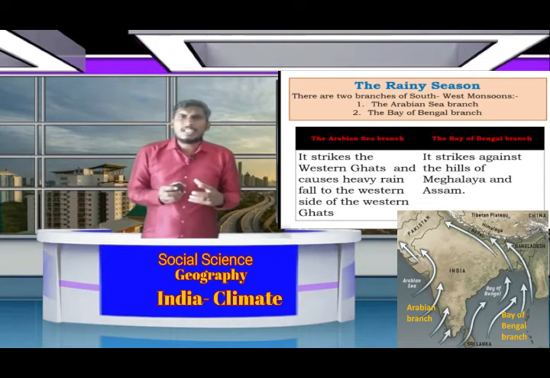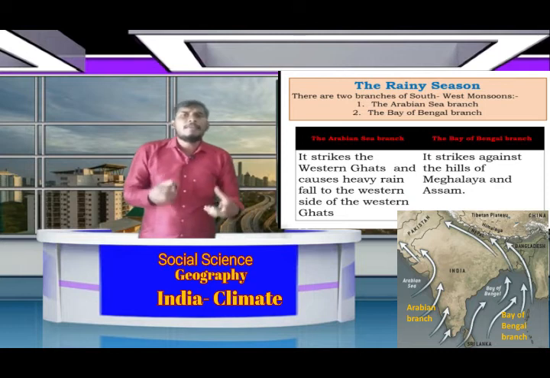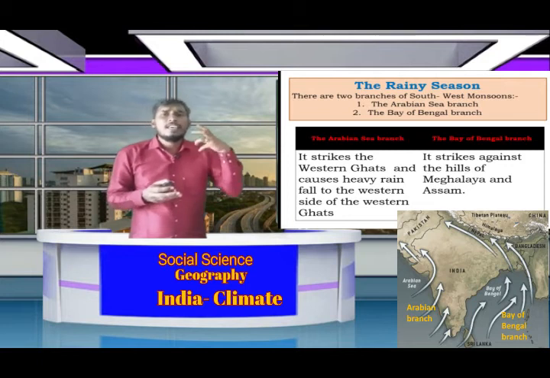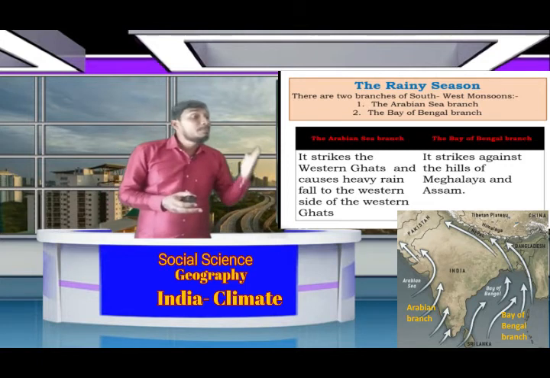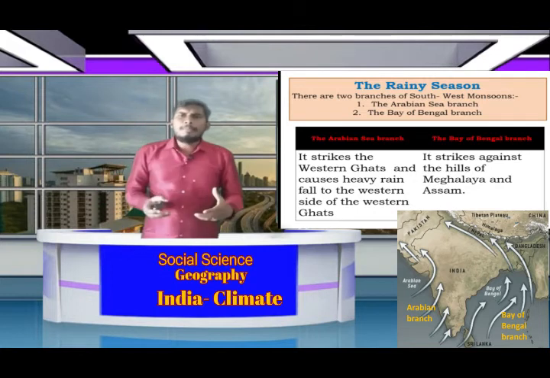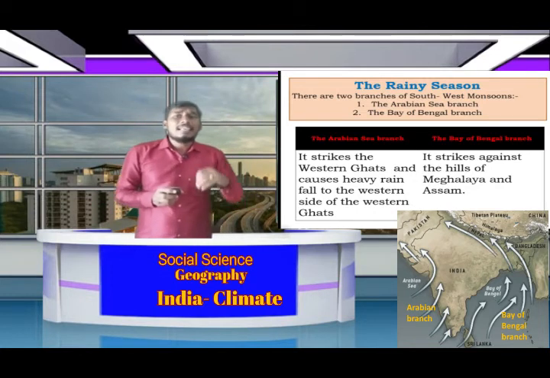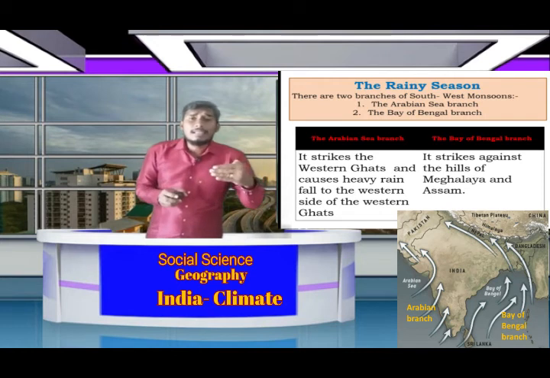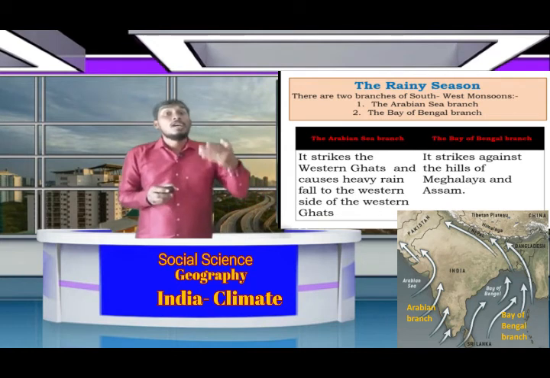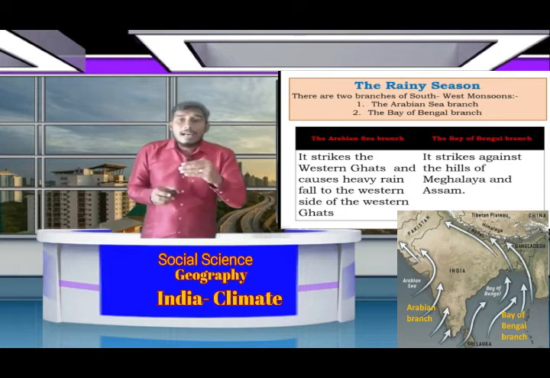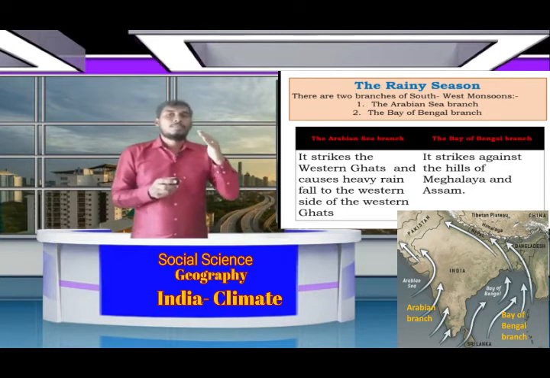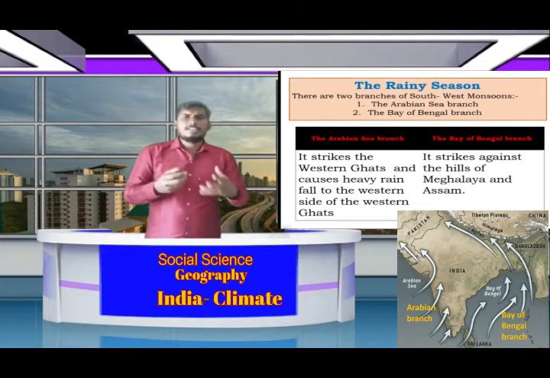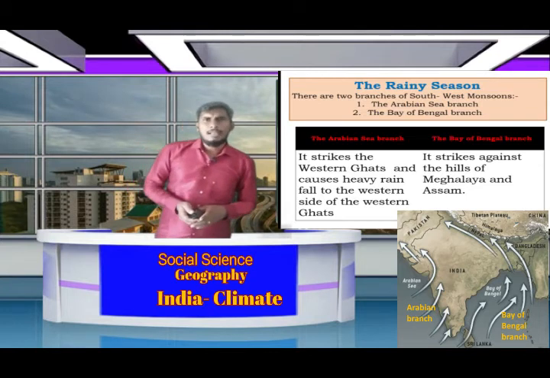It strikes the Western Ghats and causes heavy rainfall on the western side of the Western Ghats. In the Western Ghats, there is heavy rainfall which comes from the Arabian Sea. And the Bay of Bengal branch strikes against the hills of Meghalaya. As we already learned, Mawsynram in Meghalaya is the heaviest rainfall place, as well as Assam. So the Bay of Bengal branch strikes against the hills of Meghalaya as well as Assam.